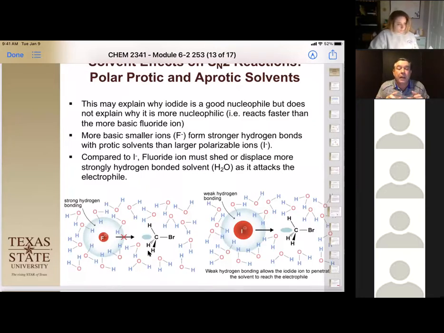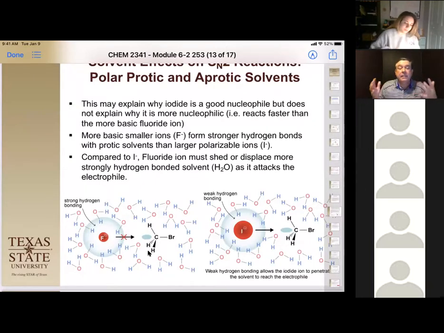Now we have to think about the type of hydrogen bonding we have. For small ions, we have a very tight shell of hydrogen bonding around it to support that ion. Because remember, the negative charge is in a really small place, you can't really support it very well, and so it has a strong hydrogen bonding shell of solvent around it. So if you think about it, that ion is not the ion by itself, it's the ion with the whole solvent around it that's trying to come in and act as the nucleophile.